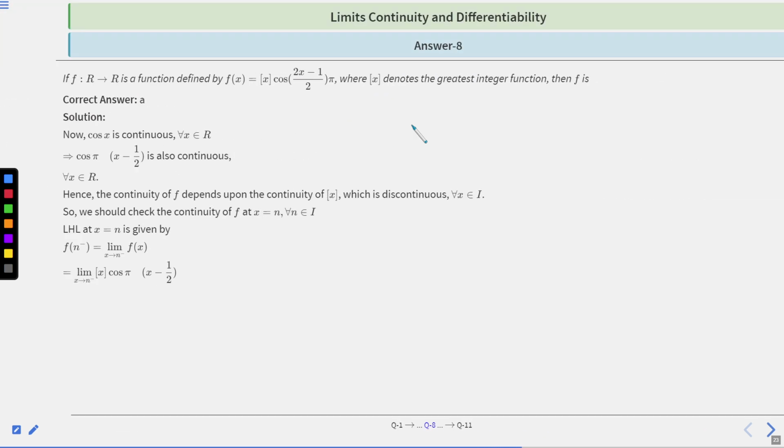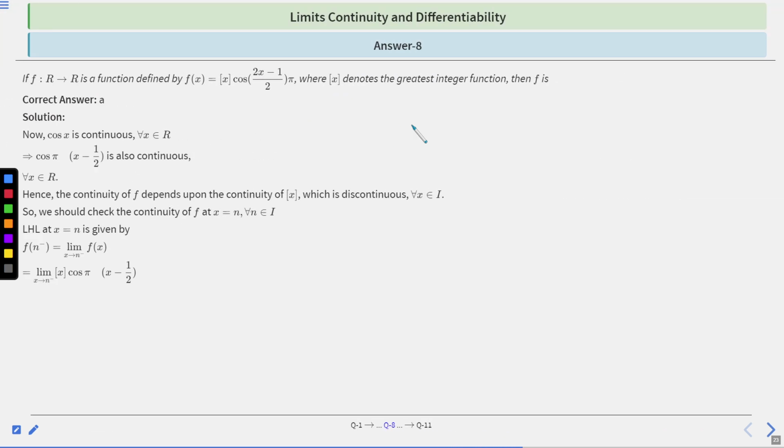Okay, let's move to the solution part. Now cos x is continuous. We know that cos x is continuous for all x belonging to real. This implies cos (2x minus 1)pi by 2 is also continuous for all x belonging to real. Hence, the continuity of f depends upon the continuity of the greatest integer function of x, which is discontinuous for all x belonging to I. So we should check the continuity of f at x equal to n for all n belonging to I.